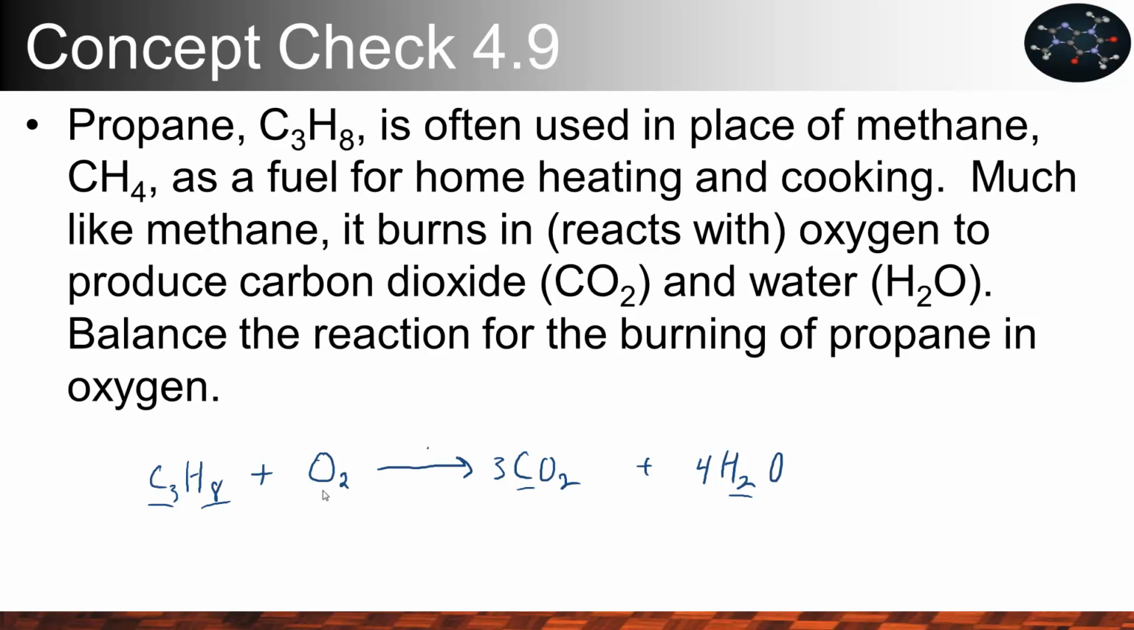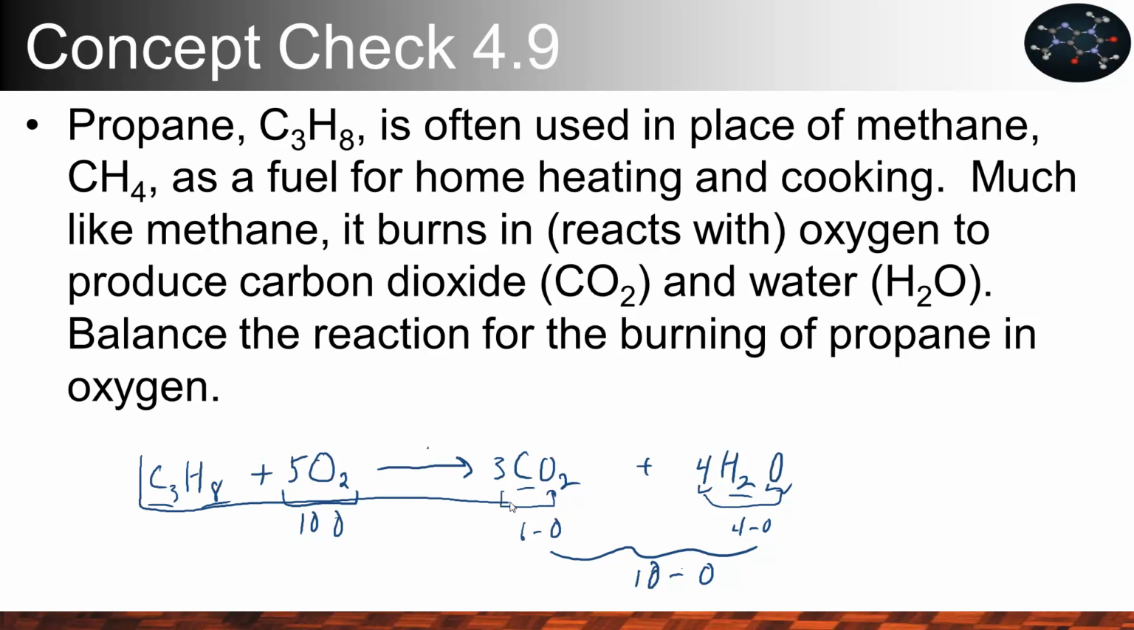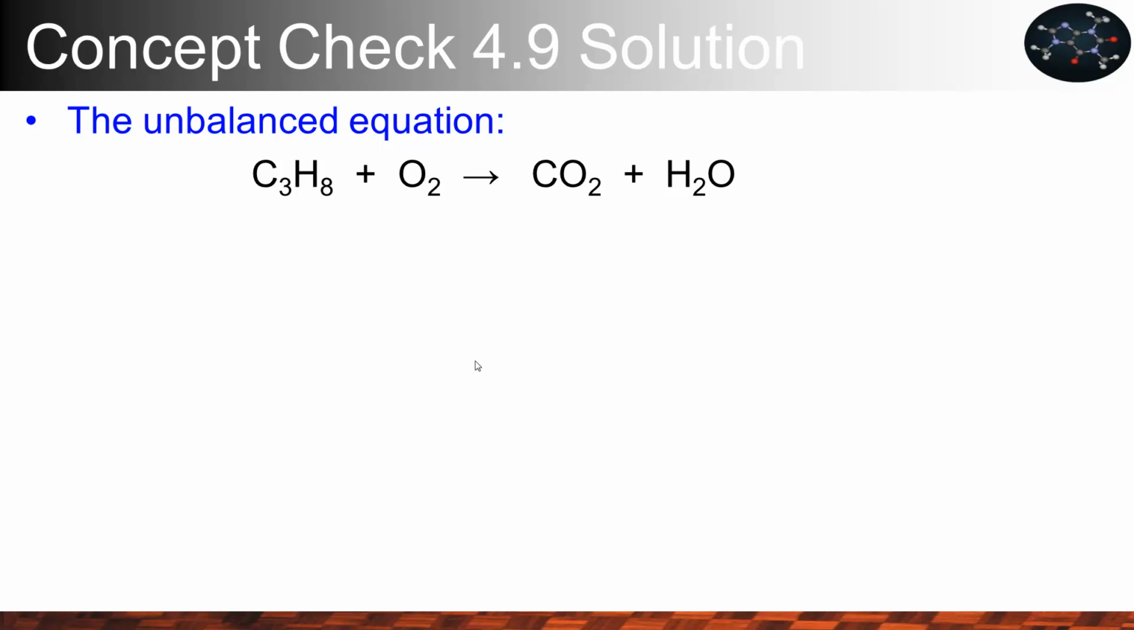Now the only thing we have left is that we have 2 oxygens, and here we have 3 times 2 or 6 oxygens plus another 4. So 4 oxygens. So 10 oxygens altogether. So that must mean we need a 5 in front of this O2 so that we'll have 10 oxygens on this side as well. Okay, so that's how we figure out the balanced chemical equation says that for every propane we need 5 oxygen molecules and we get 3 carbon dioxides and 4 water molecules. Yep, that's what we just did.